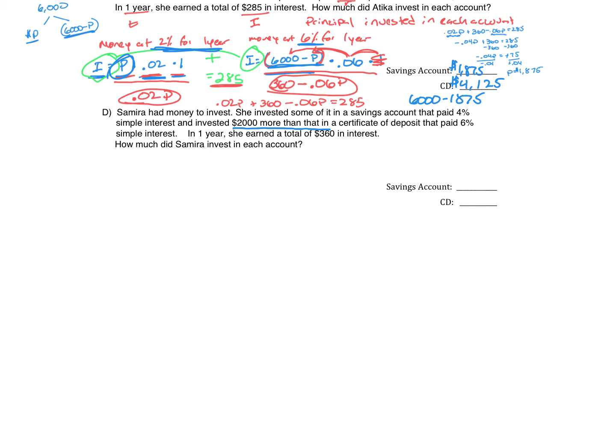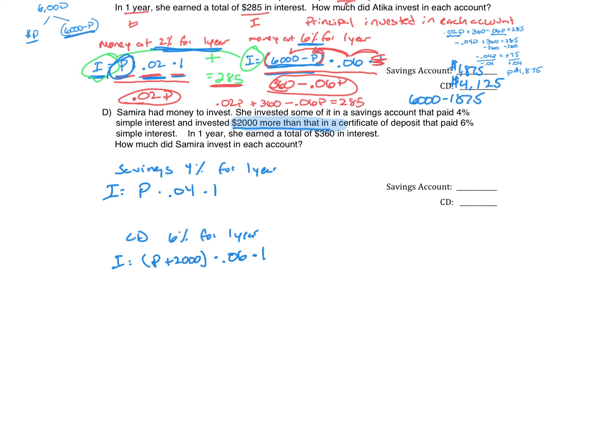So let's take a look at the two different types of accounts. We have a savings account, which is 4% for 1 year. And then we have a CD, that's certificate of deposit, the short term. And the CD is 6% for 1 year. Now, we don't know how much money she invested in either one, but we do know that she invested $2,000 more in her certificate of deposit. So for savings, we'll just use P times 0.04 times 1 year. That's our interest. And for the CD, our interest will equal $2,000 more, so P plus 2,000 times 0.06 times 1.